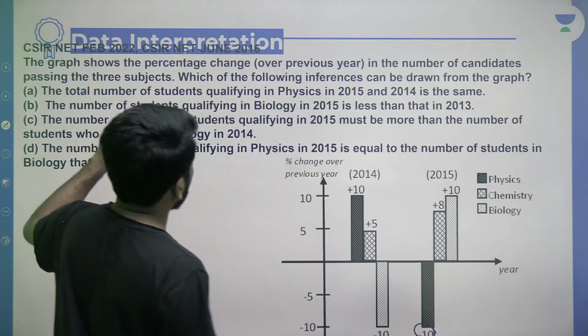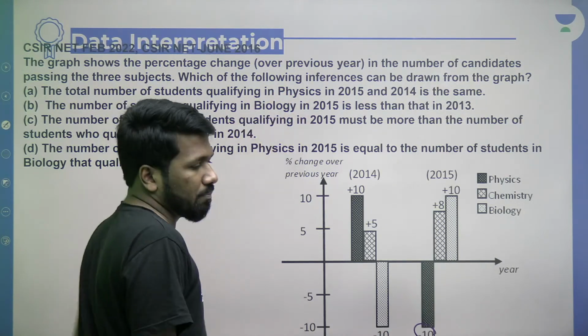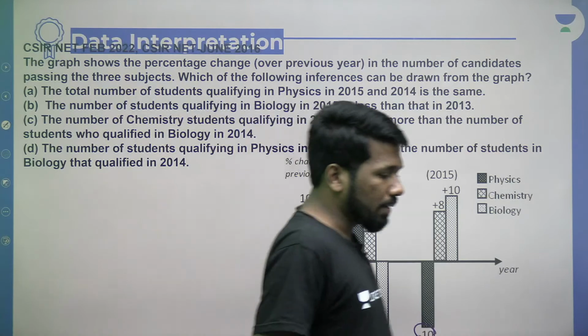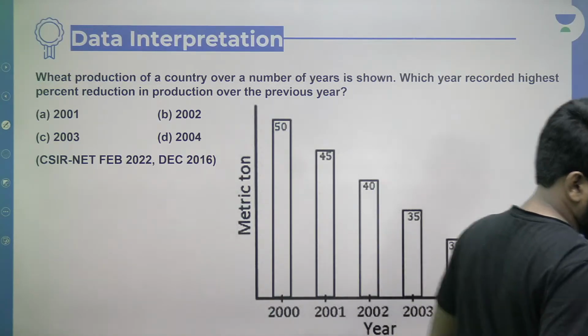The first two options compare physics with physics, and biology with biology. That is why those two can be compared. I hope it is clear. Then try the next question, all of you.